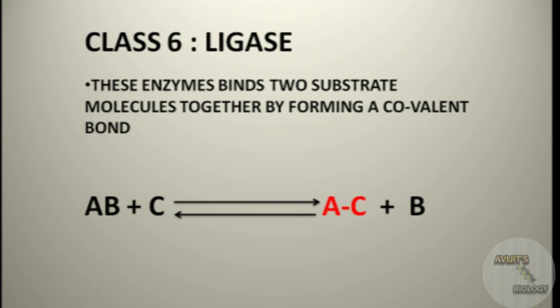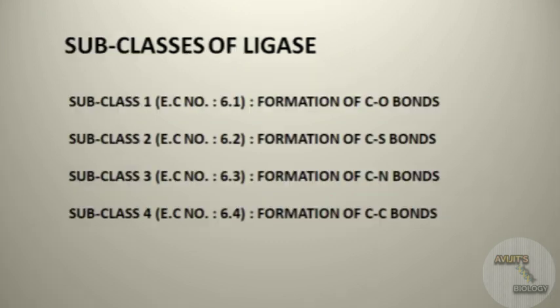The enzyme ligases can be subdivided into 6 subclasses. From these 6 subclasses, I have discussed the first 4 subclasses in this video. The first subclass of ligase, means the enzyme commission number 6.1, includes the ligases that form the CO bond. The second subclass of ligase includes the ligases that form the CS bonds. The third subclass of ligase includes the ligases that form CN bonds. And the fourth subclass of ligase includes the ligases which form the CC bonds.